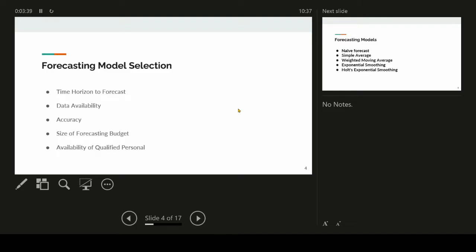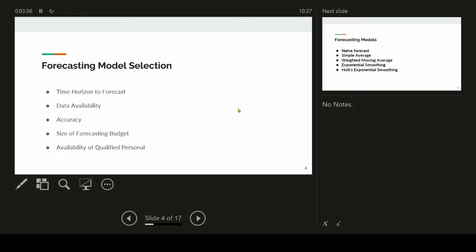We can calculate the accuracy by the error. When it comes to the 7th week, the error will be less. When it comes to the 8th week, the error will be a little bit more, and when it comes to the 9th week, the error will be greater than that of the 7th and the 8th week.